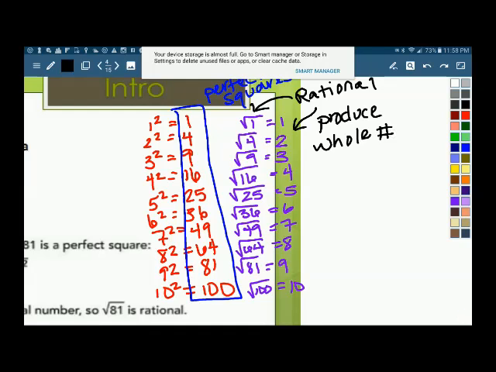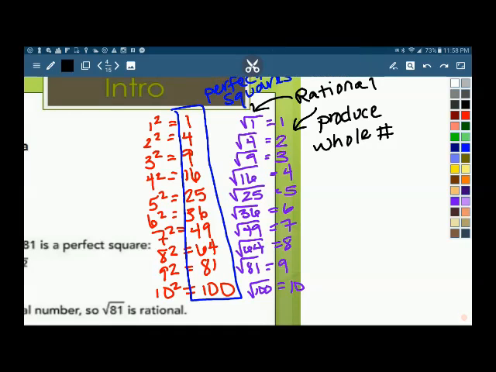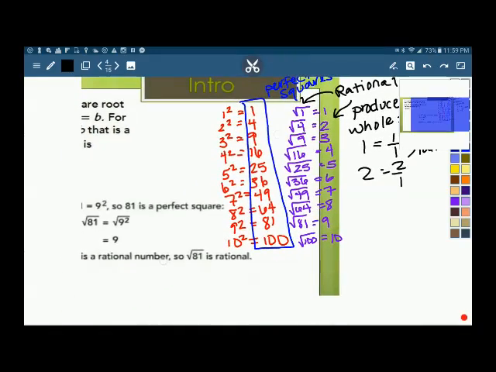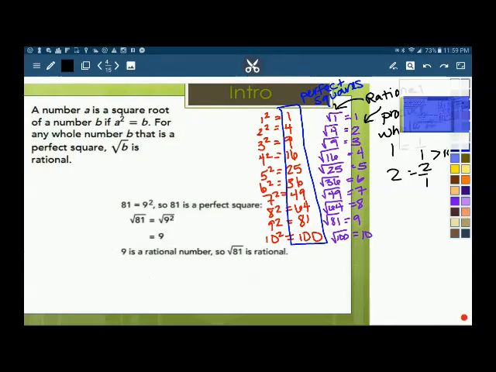Okay, so if you produce numbers that are whole, that means you can write it as a fraction, like 1 is equal to 1 over 1. 2 is equal to 2 over 1. So these are ratios or fractions. So this is just showing that if you square root a perfect square, the product is a rational number. Okay, so that's the example that they give here.